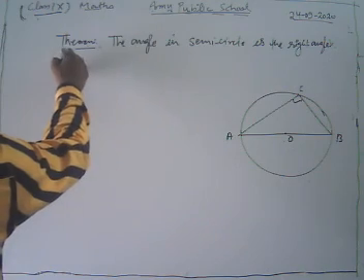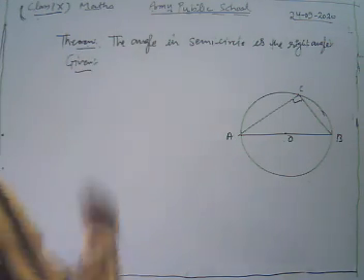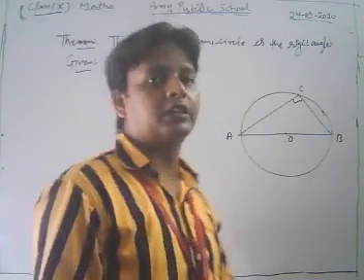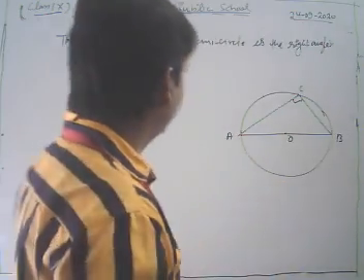Now first of all we write given. In proving any theorem, first of all you write given, then you write to prove, then you write the construction if any, and then you write the proof. Now here first of all we write the given.